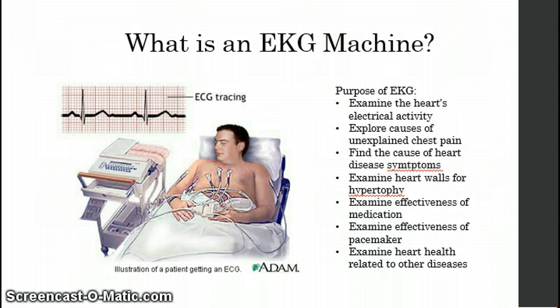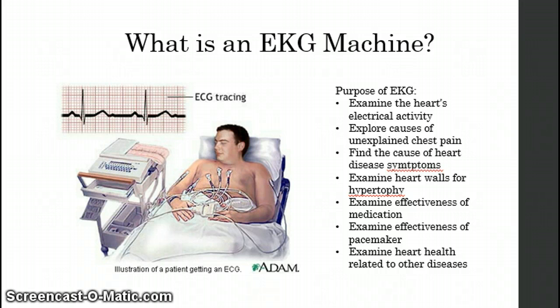First of all, let's talk about what an EKG machine is. WebMD describes an EKG, or an electrocardiogram, as a test that checks for problems with the electrical activity of your heart. An EKG translates the heart's electrical activity into line tracings on paper. The spikes and dips in the line tracing are known as waves.